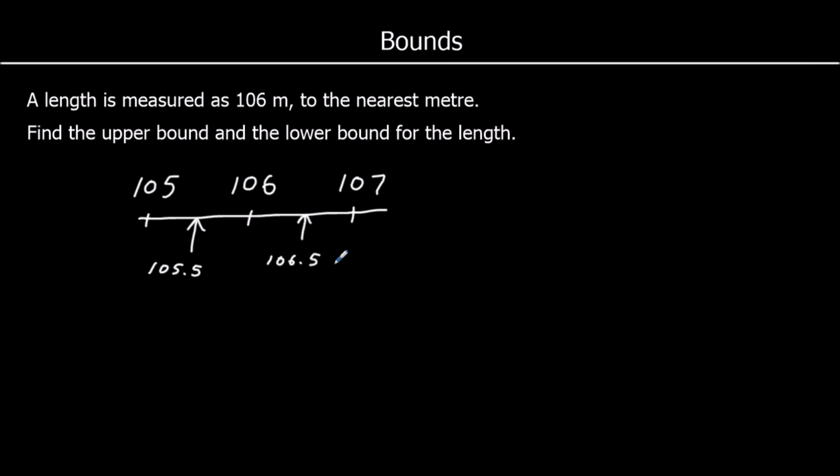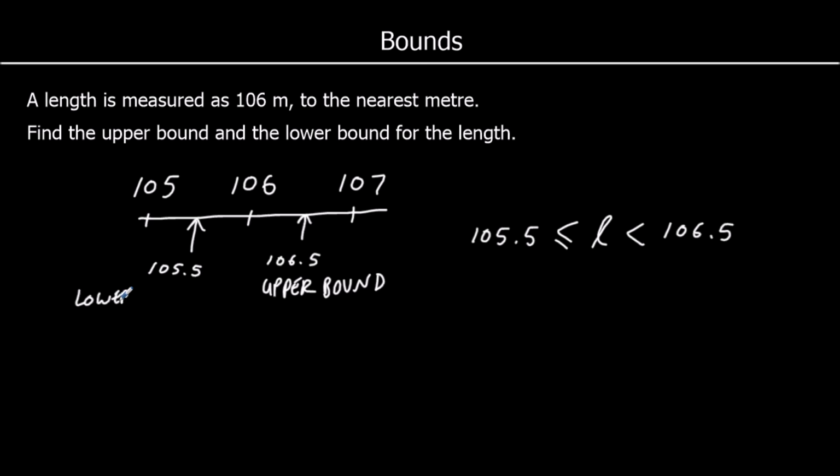If we wrote this as an error interval, we'll say the length is bigger or equal to 105.5 and less than 106.5. It can take the value 105.5, so we write or equal, but it cannot take the value 106.5, so we don't write the or equal sign. However, I'm still going to say 106.5 is the upper bound and 105.5 is the lower bound.